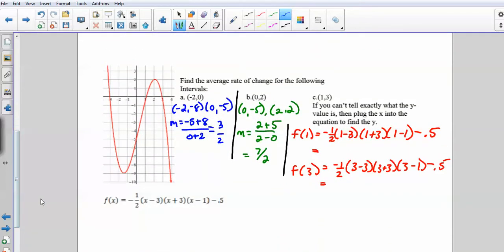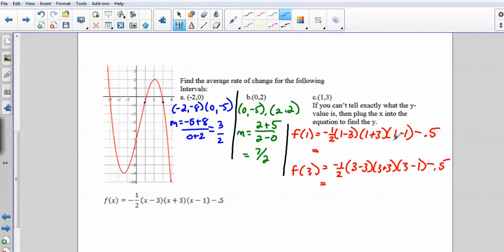Alright, on the last graph, we're finding 3 different rates of change. The first 2 are very straightforward, but in the third one, the interval is 1 to 3. I can see that my y value is somewhere between -1 and 0, but I can't tell exactly what it is. So when that happens, what you can do is find f of 1 by plugging 1 into the function. It looks like a lot of work, but here's what happens.